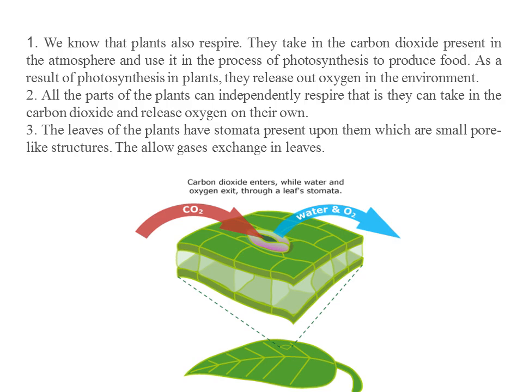And the leaves of the plants have stomata present upon them, which are small pore-like structures that allow gaseous exchange in leaves. Here you can see a sectional view of a leaf where carbon dioxide enters while water and oxygen exit through the leaf stomata. This is the arrow that is coming to the stomata, and through the leaf stomata water and O2, or oxygen, is released out.